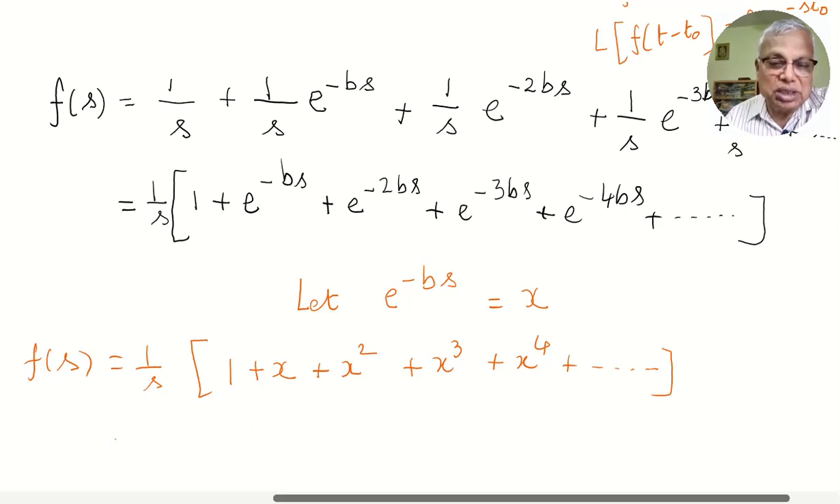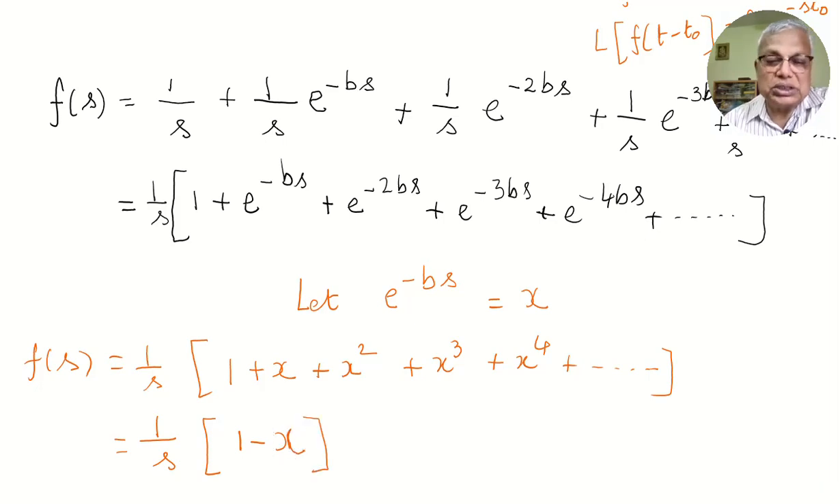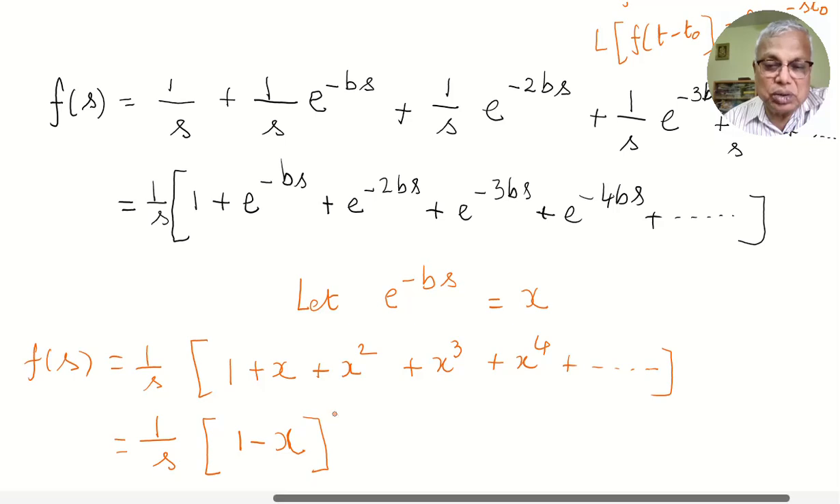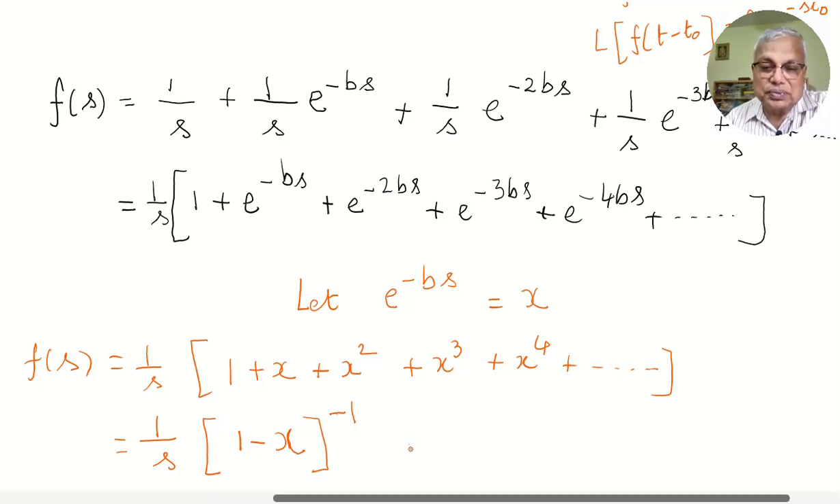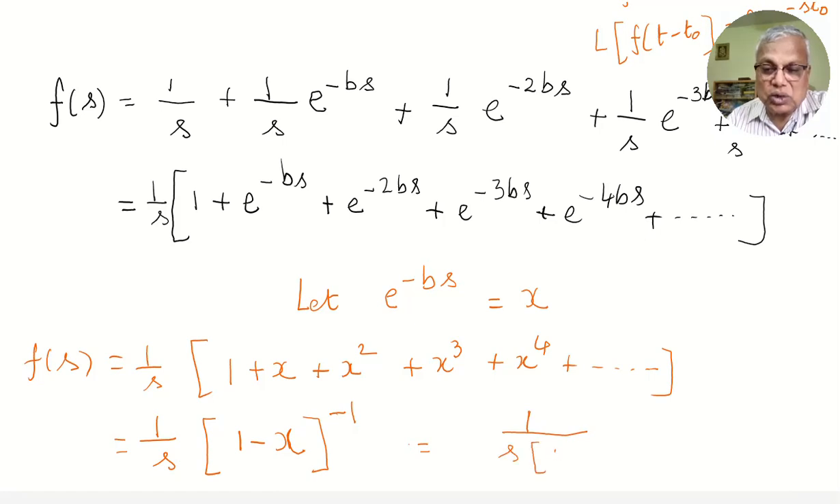Now what is this? This is a series. What is this, 1 plus x plus x square plus x cube plus x power 4 and so on? This is nothing but 1 minus x whole power minus 1, which is equal to 1 plus x plus x square plus x cube and so on. So F of s is equal to 1 by s into 1 minus x.